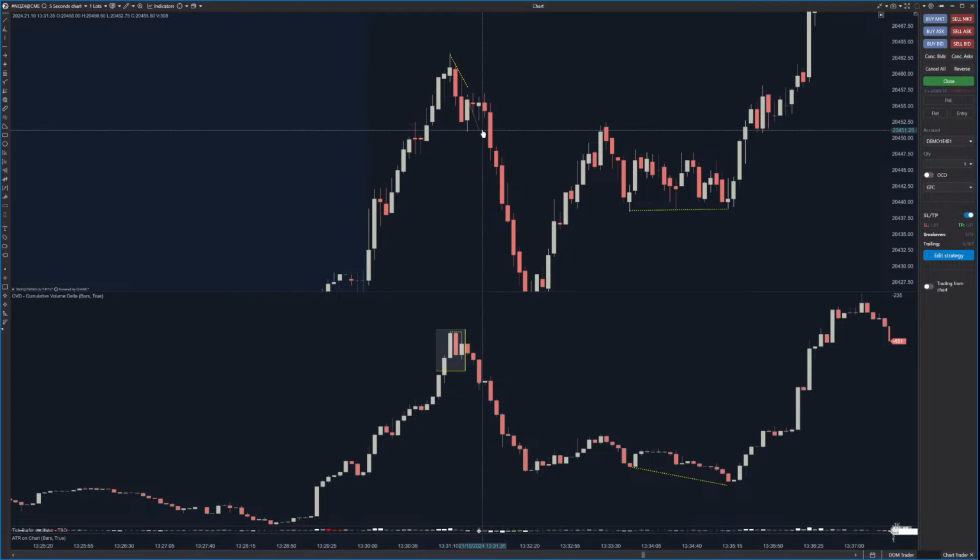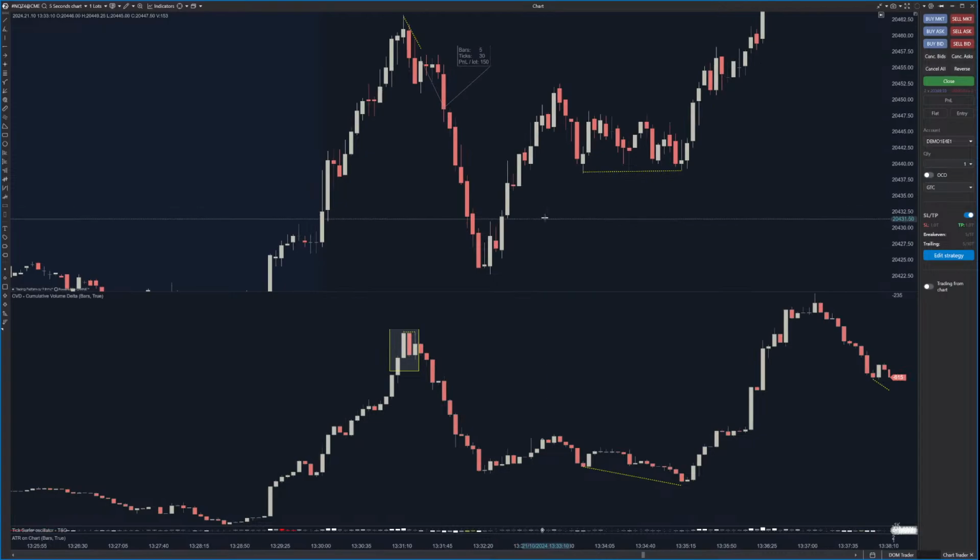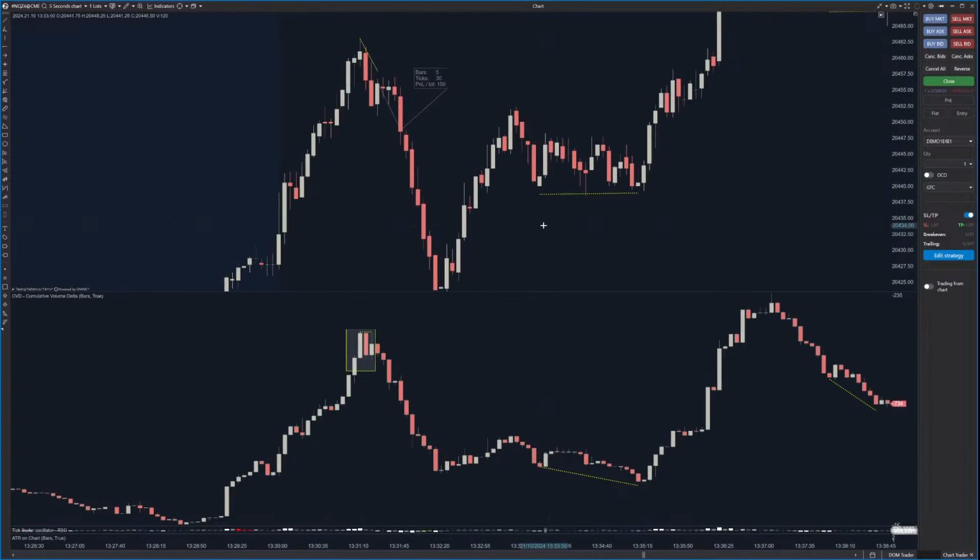So maybe from here you could take another 30 ticks just below this little wick down here. 30 ticks would be down here. That's $150, right? This is a bit more clear and a bit more of the classic style.